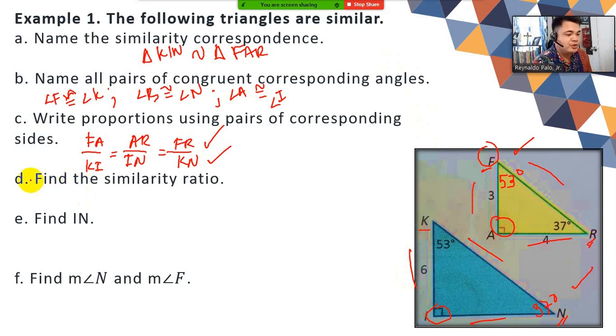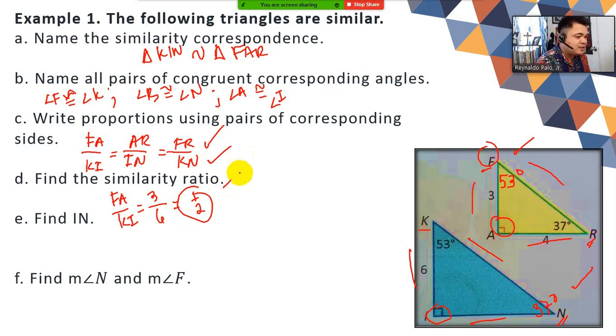So FA over KI. FA measures 3 while KI measures 6. 3 over 6, the simplified form, is 1/2. So 1/2 now is your similarity ratio. 1/2 must be true on all the pairs of corresponding sides for us to say that the two triangles are similar triangles. Okay?